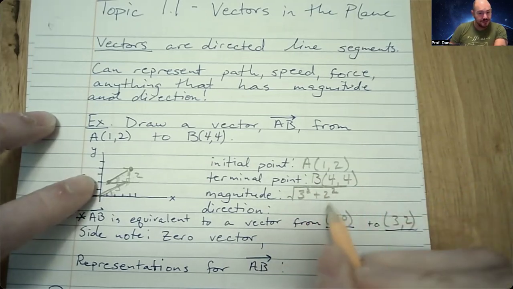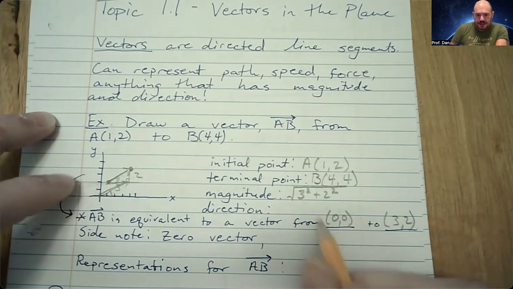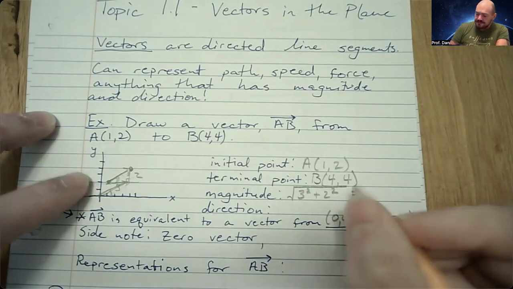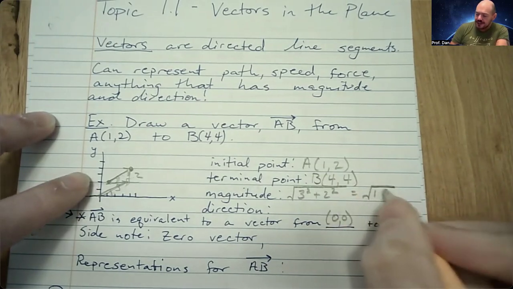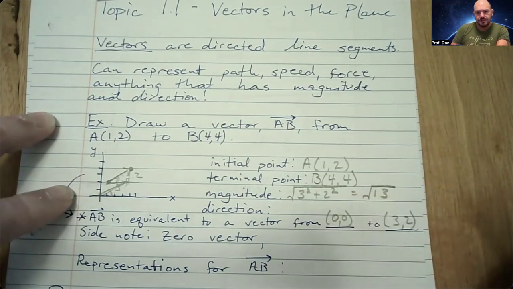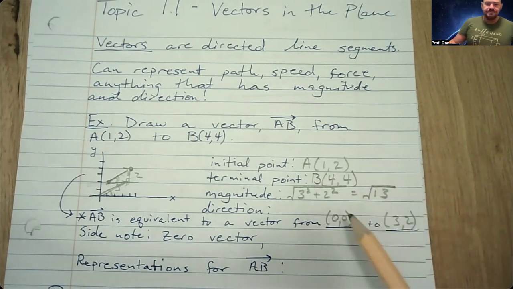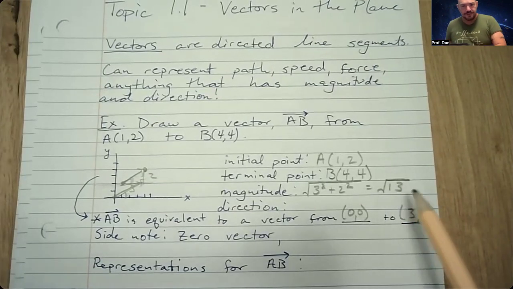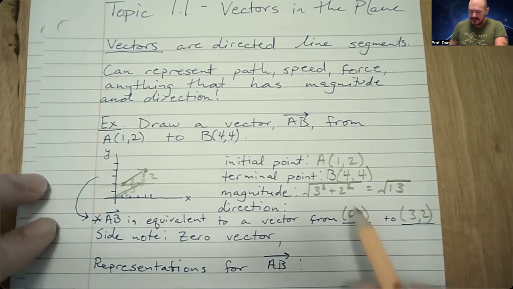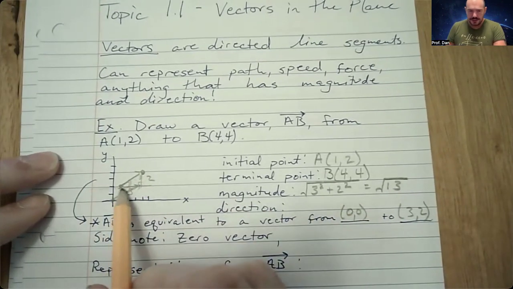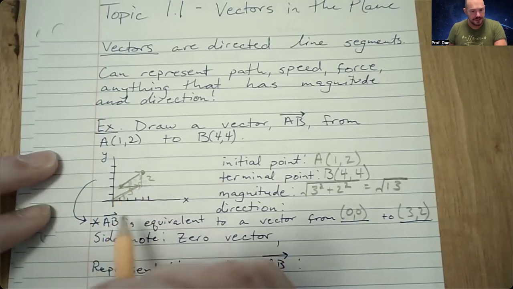Notice I'm using 3 and 2 here, right? The difference between x's and the difference between y's. So when I do all my simplifying for that, I end up getting square root of 13, which is 3 point something, 3.6, 3.7. Anyway, that's the magnitude. Now the direction we can get using basically trigonometry.